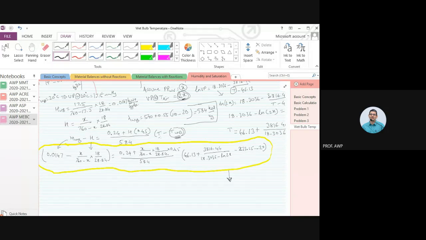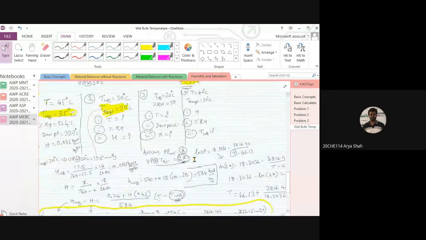Any other answer anybody has got? Some people have got 27.6 degrees centigrade as the answer. Any other answer? Yes, sir. Even my answer matches with Praveen. Now it is 27.6. Okay. Anybody else has got any other answer?